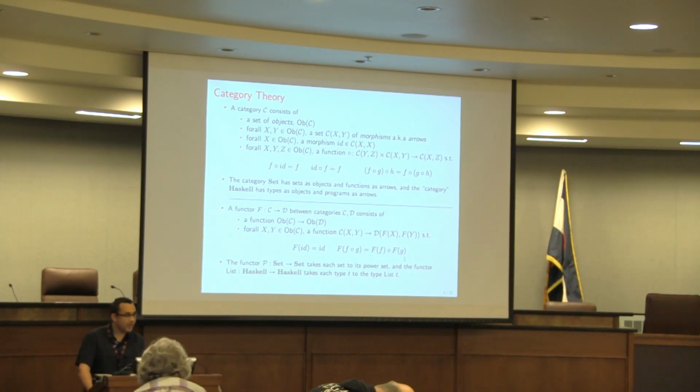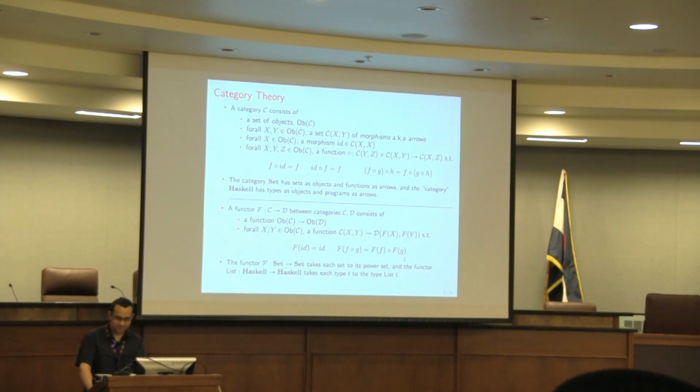Anyway, some example functors. There's a power set functor on the category Set. It takes each set to its power set, and I'll leave it to the reader to figure out what it does on the morphisms. There's also a functor from the category Haskell to itself called List that takes each type t to the type list of t. In fact, most type constructors in Haskell will be functors from Haskell to Haskell. So anyway, that is all the category theory needed for this talk, so I will pause here to take questions.